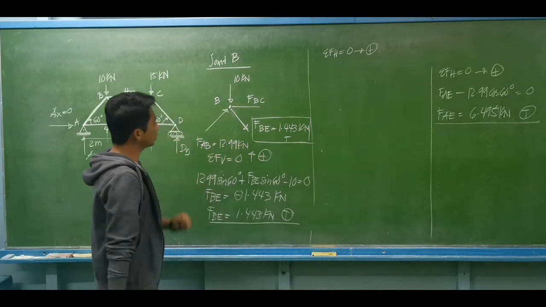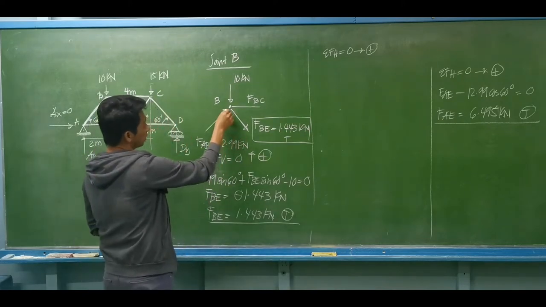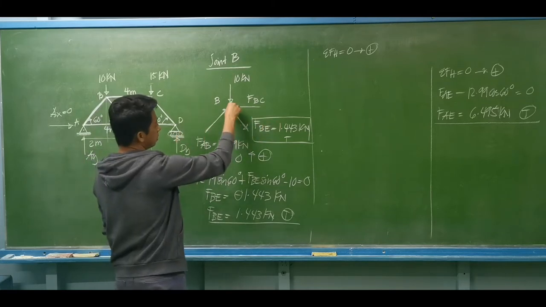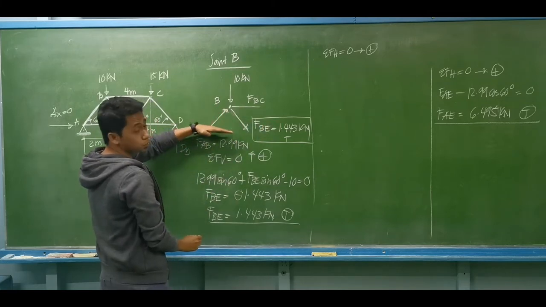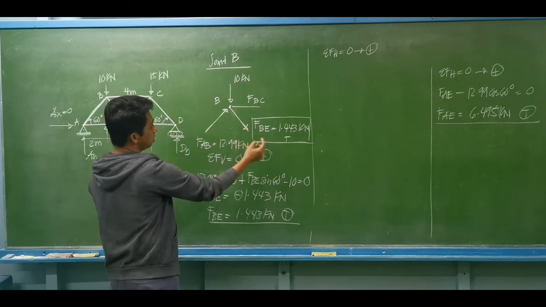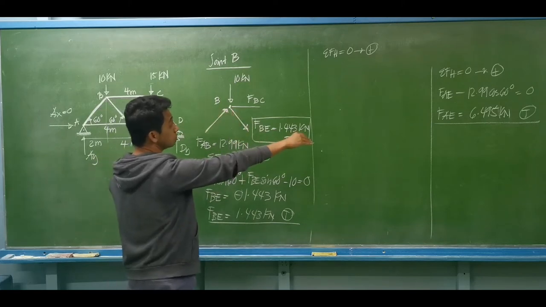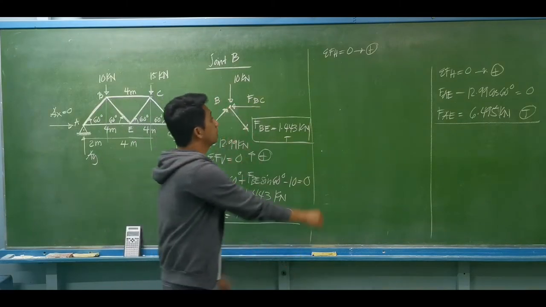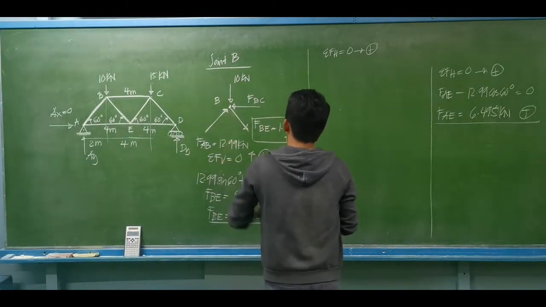Okay, if you consider this, AB is already to the right, and its component is to the right. The same with BE, its component is also to the right. So the assumed direction of BC should be to the left. So let's check if the assumed direction is correct.